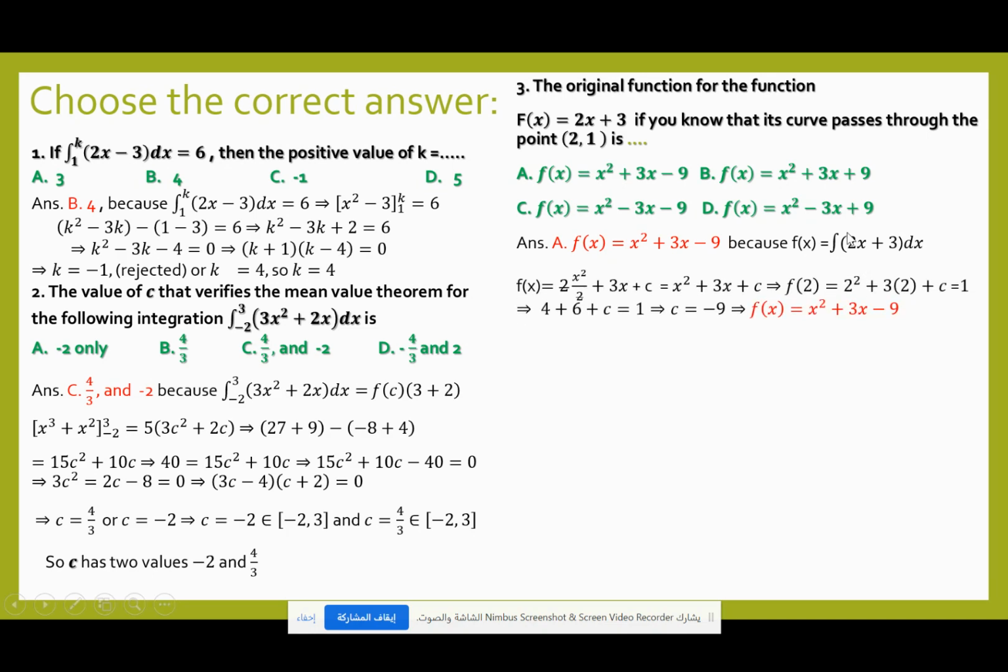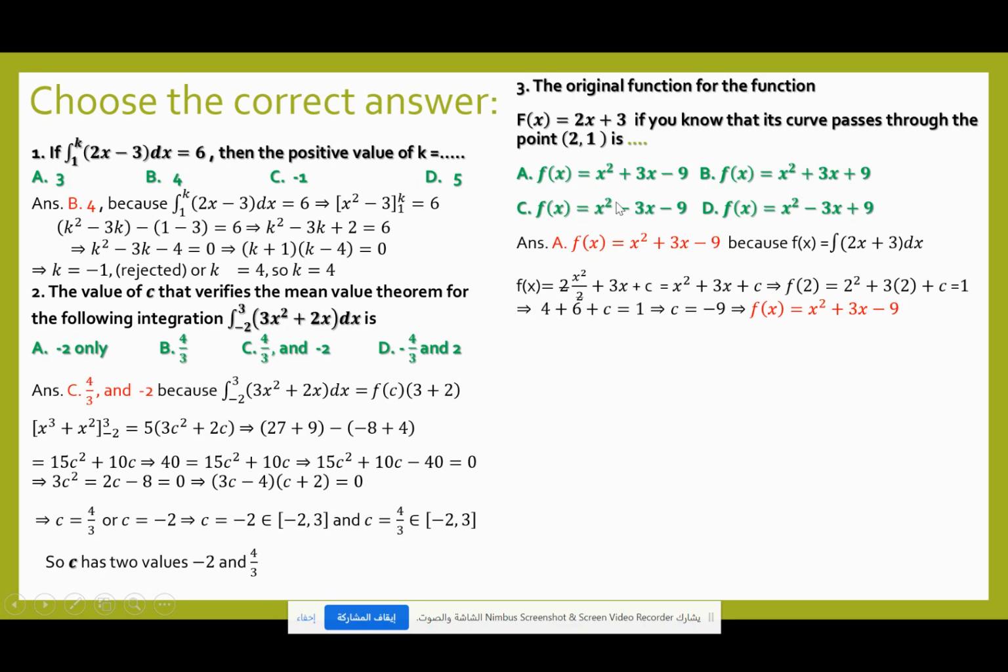Then you add the power by 1 and divide by 2. The 2 cancels. You will get x squared plus 3x plus c. Always a plus c because it is an indefinite integral. Now the point is we need to know how much c is.